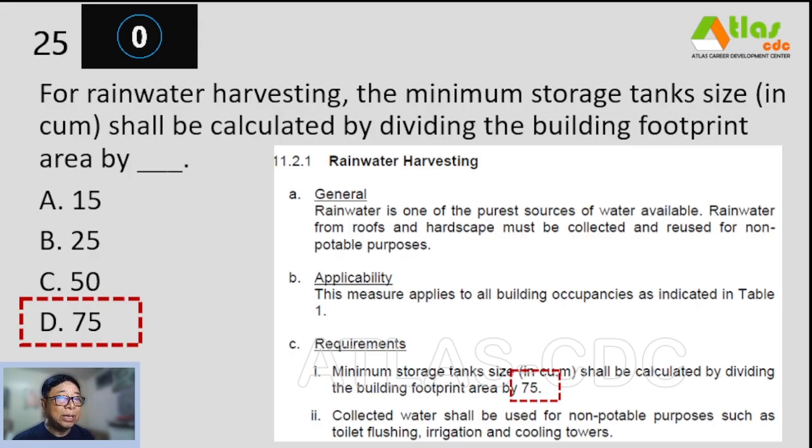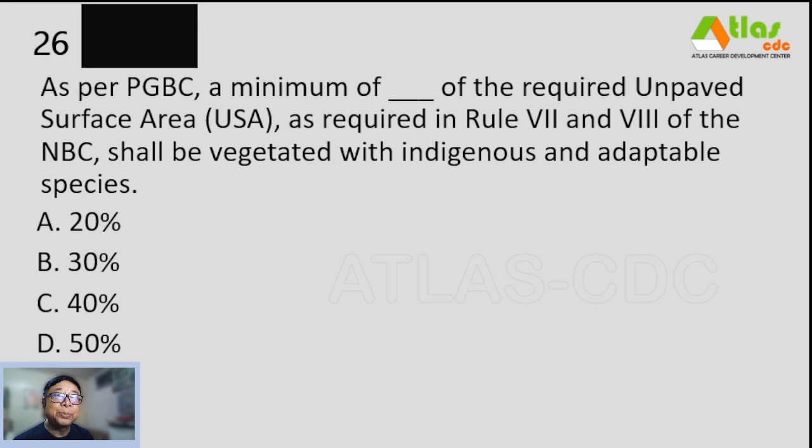So, the minimum storage tanks shall be calculated by dividing the building footprint area by 75. And this collected water shall be used for non-potable purposes such as toilet flushing, irrigation, and cooling towers. Number 26.